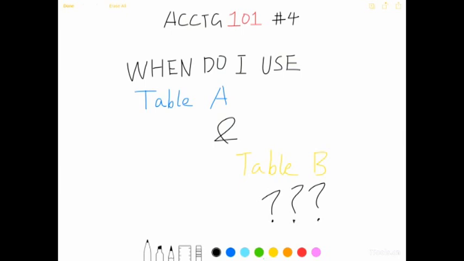When do I use Table A and Table B? A lot of you are asking these questions, so it is really important for you to understand this concept before going to your test. So let's get straight to it.